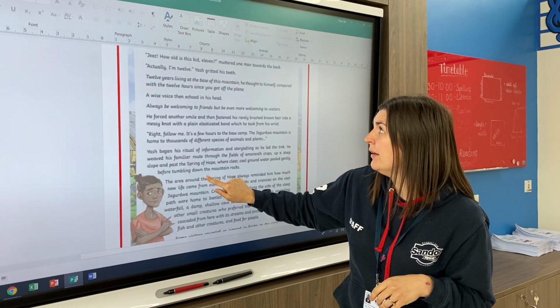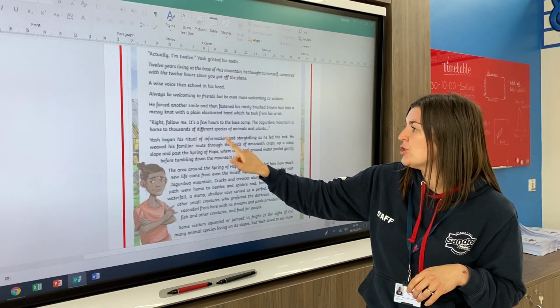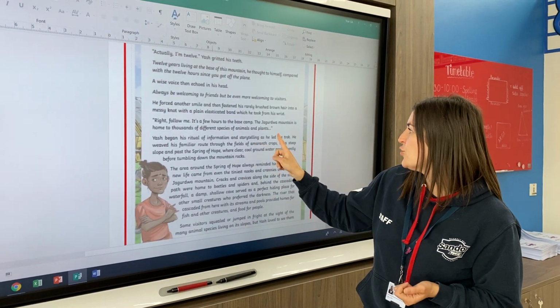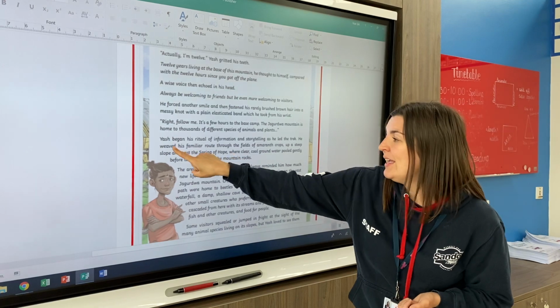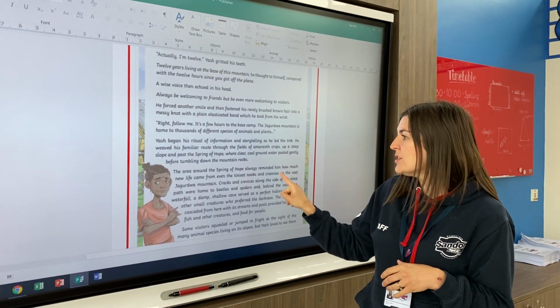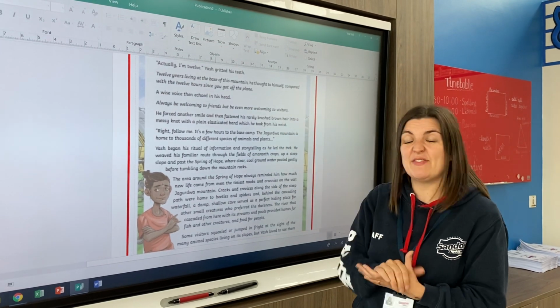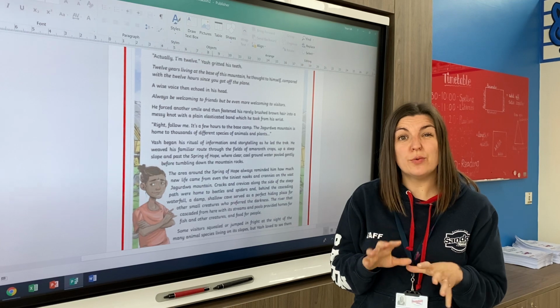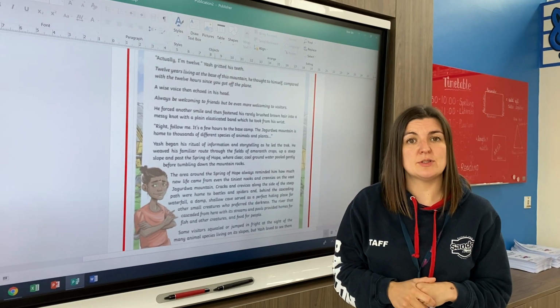So if I look here, it says that he began his ritual of information. That's obviously something he does all of the time. And storytelling, he leads the trek, he weaved his familiar route, he knows where he's going. So lots and lots of things. And there'll be other bits of evidence in the text if you look through. But I know that you're used to lots of these question types, so you'll do great.